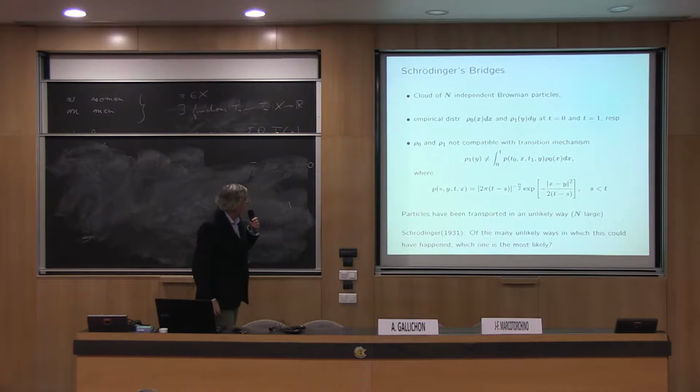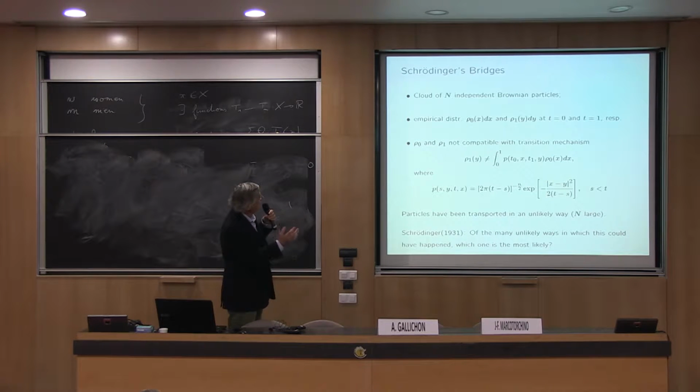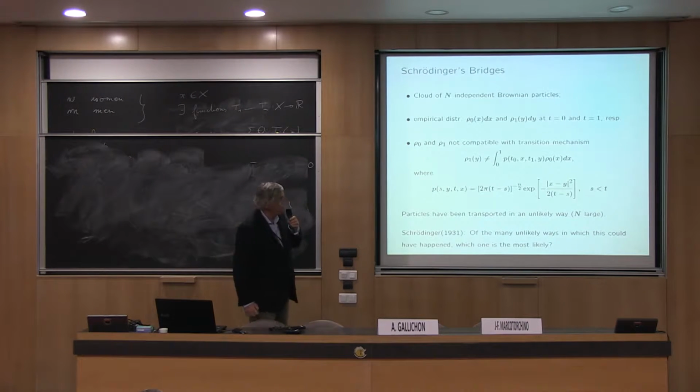What about the Schrödinger problem? You already heard a lot, so I can be rather sketchy here. You have a large number of Brownian particles, and you have two empirical distributions. Somehow they don't match. He was thinking of Brownian particles, so the transition density is the one displayed. So the particles have been transported in an unlikely way. Still, he poses the question: of the many unlikely ways in which they could have been transported, which one is the most likely? It's quite impressive. This question is posed clearly in 1931.